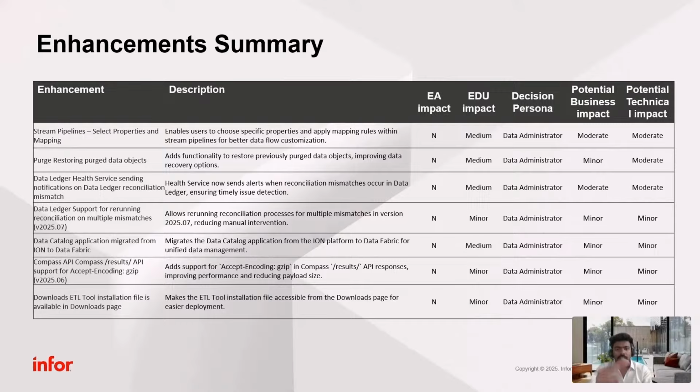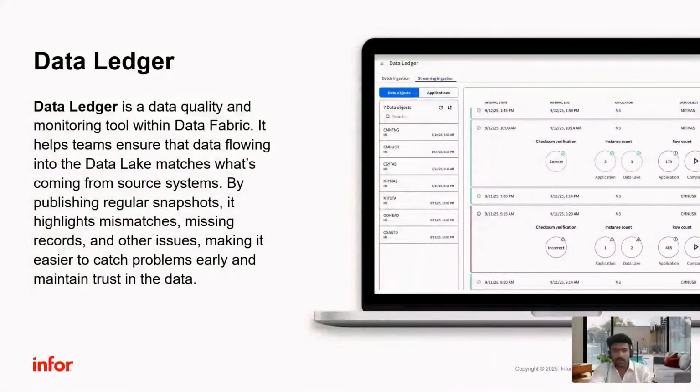Of these, there are two most important, exciting features that I would like to discuss with you. And for that, I would like to show what Data Ledger is basically. Data Ledger is a tool that helps you with monitoring the data quality within Data Fabric itself. So consider you have your data in your source and you have your data in your destination. You will be moving data from one source to another destination. But there are possibilities that the data that you're moving from source to destination can in between lose some of the data.